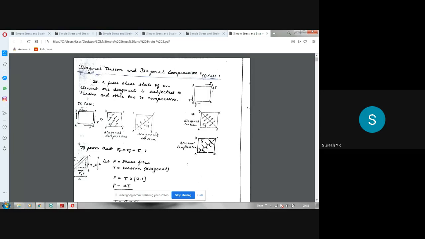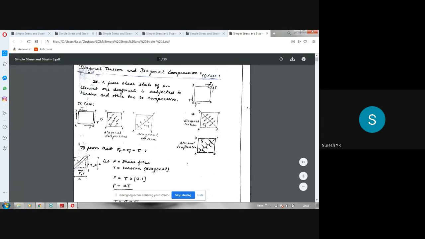So I have written sigma T for diagonal tension, sigma C for diagonal compression. Tau is the shear stress. So these are the notations. It is very easy if you understand the sketch clearly. So this tries to stretch this diagonal and compress this diagonal, whereas if it is acting like this, it tries to stretch the AC diagonal and compress the BD diagonal. That is the meaning. Okay.